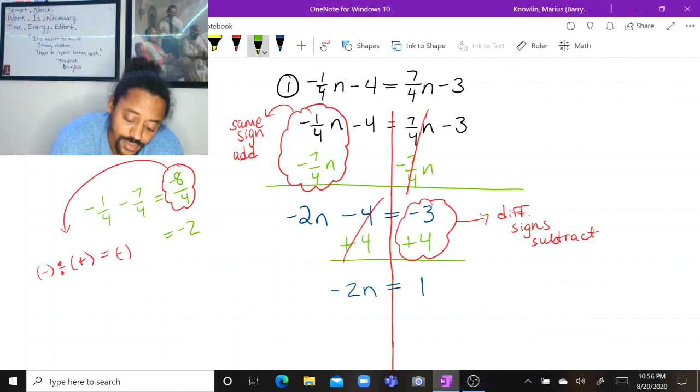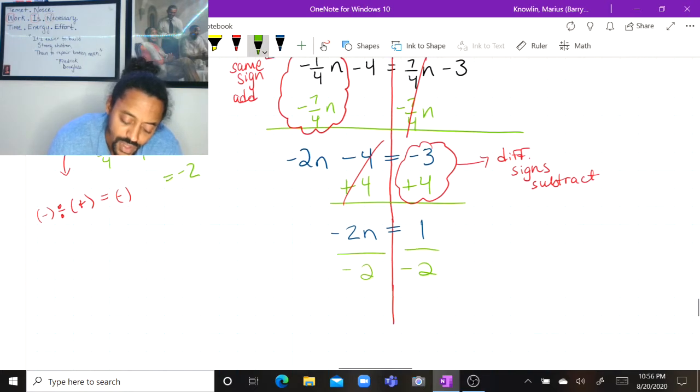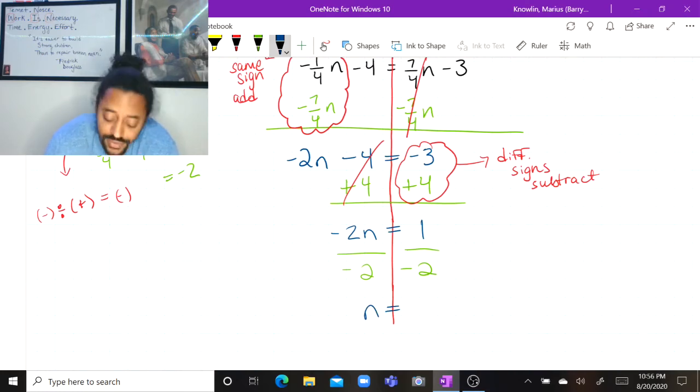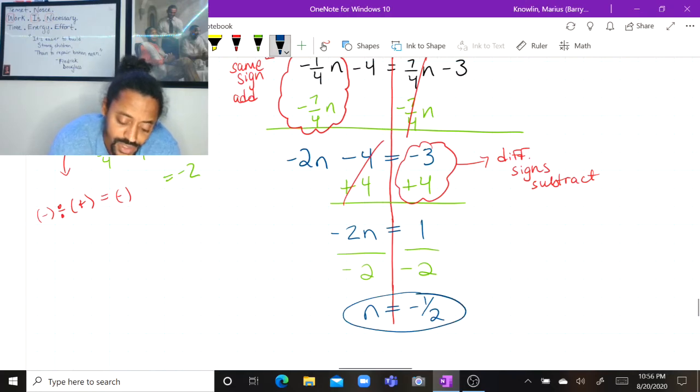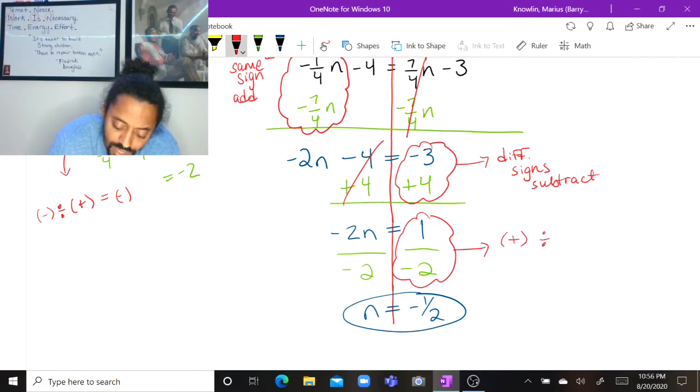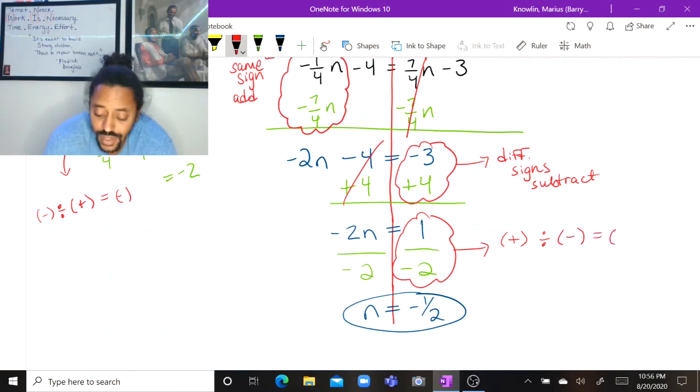Now our last step here is to divide both sides by negative 2. And when we are done, we're going to have a final answer of negative 1/2. And we can circle that. The reason our final answer is going to be negative is because, once again, when we divide, now we have a positive divided by a negative. Either way, that answer is still going to be negative. And that'll be it for number 1.